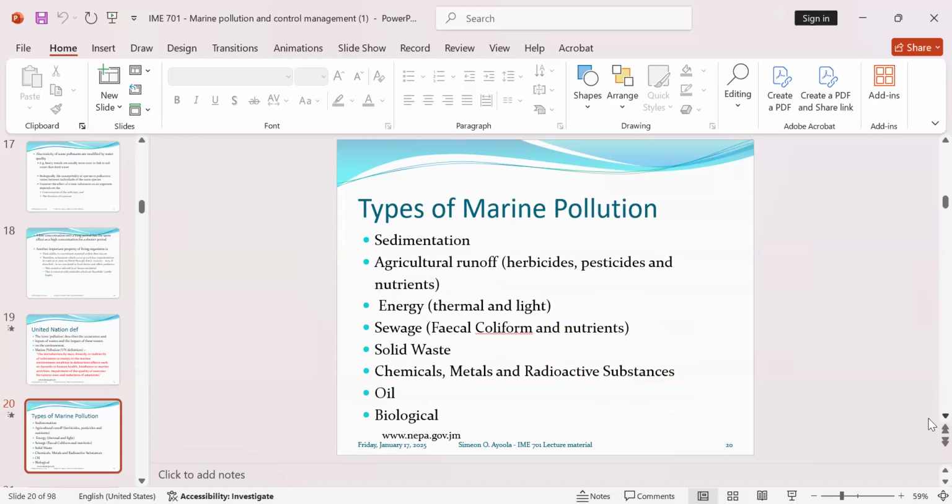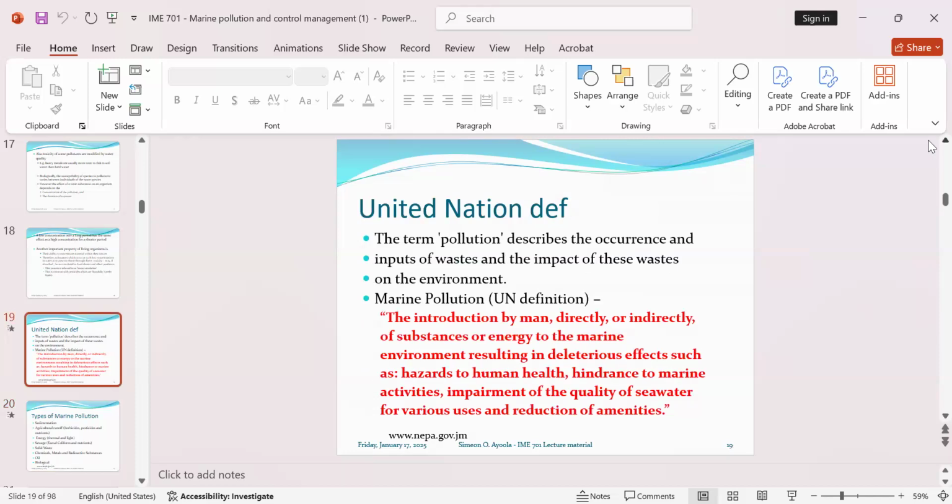Now, types of marine pollution. I was just thinking that's the United Nations definition of marine pollution. It's the introduction by man of pollutants to the marine environment. It could be by natural causes, maybe let's say a volcanic eruption that flows into the water.